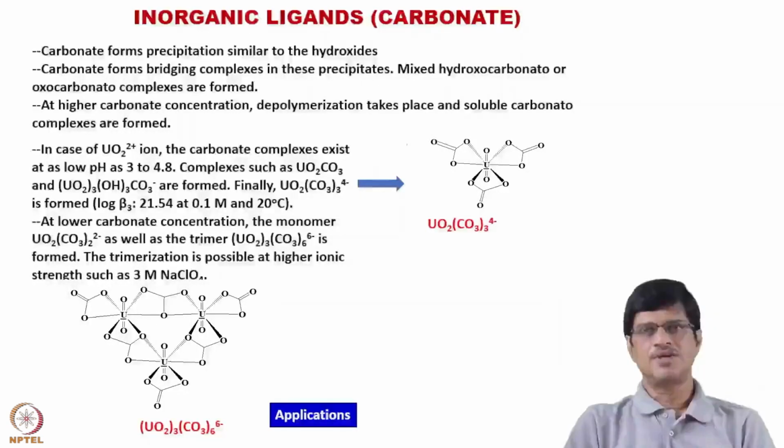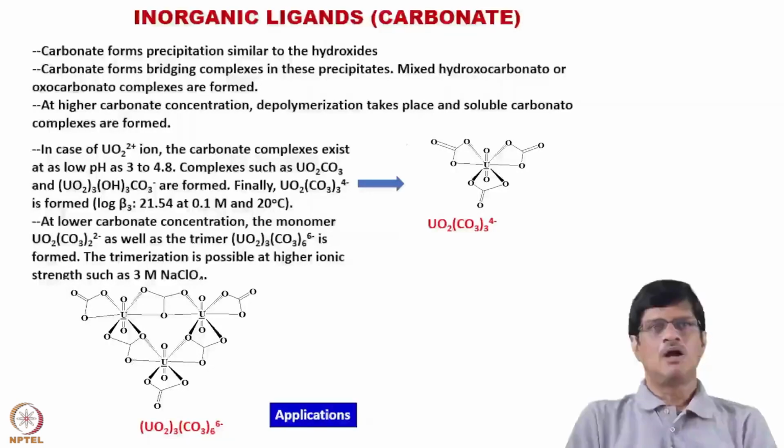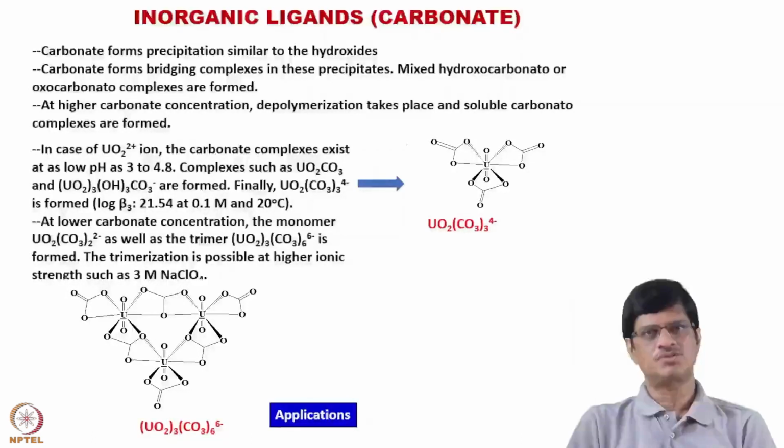You see that in this case, all the three carbonates are forming bidentate coordination with the uranyl ion in the equatorial plane, while the oxygens of the uranyl ion are perpendicular to this plane, and these are the axial oxygens. At lower carbonate concentration, the monomer [UO2(CO3)2]2-, as well as the trimer [(UO2)3(CO3)6]6-, these species are formed.